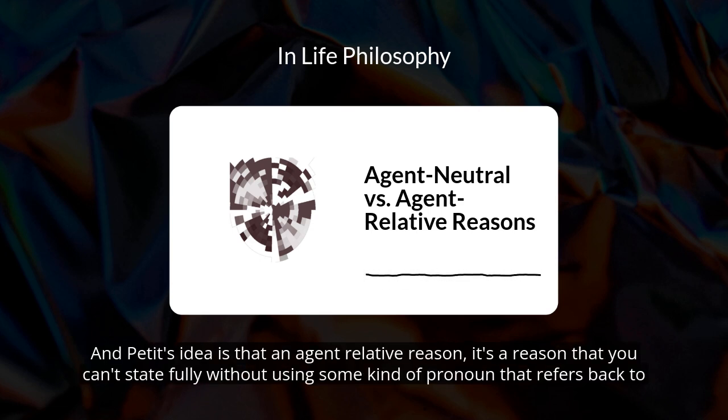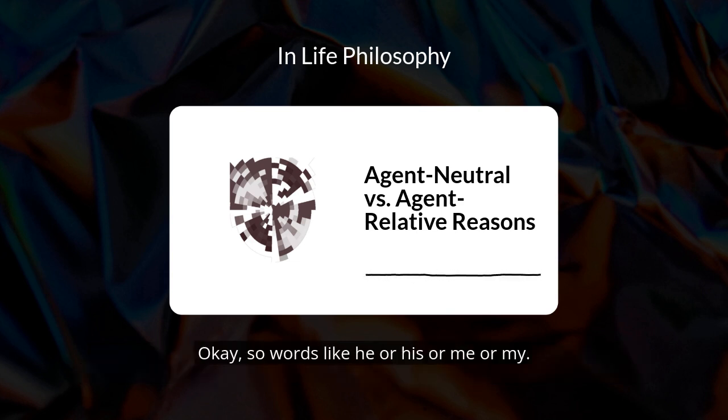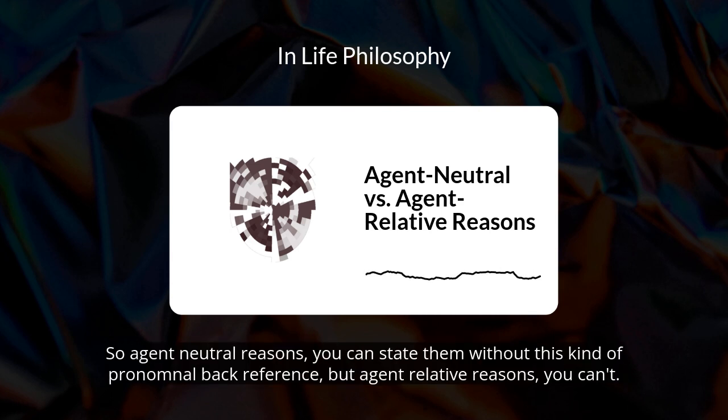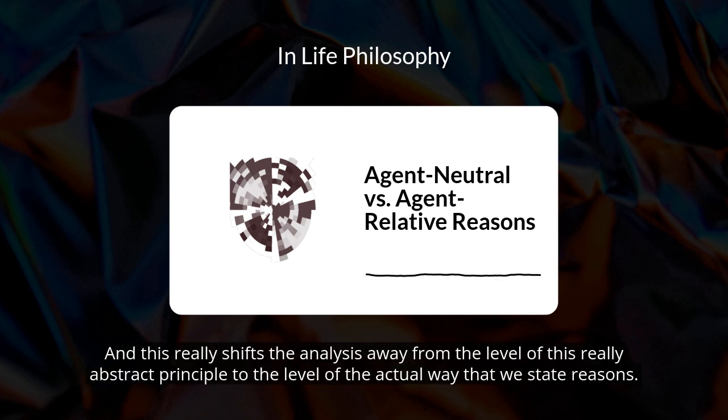And Pettit's idea is that an agent relative reason is a reason that you can't state fully without using some kind of pronoun that refers back to the agent. So words like he or his or me or my. Agent neutral reasons, you can state without this kind of pronominal back reference. But agent relative reasons, you can't. And this shifts the analysis away from the level of an abstract principle to the level of the actual way that we state reasons.